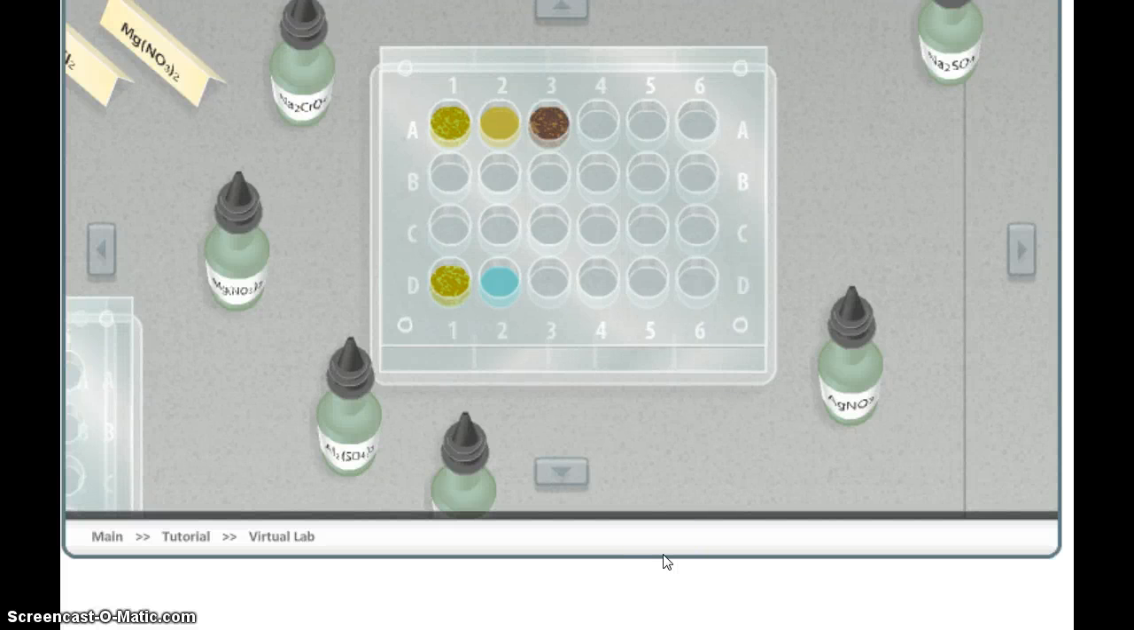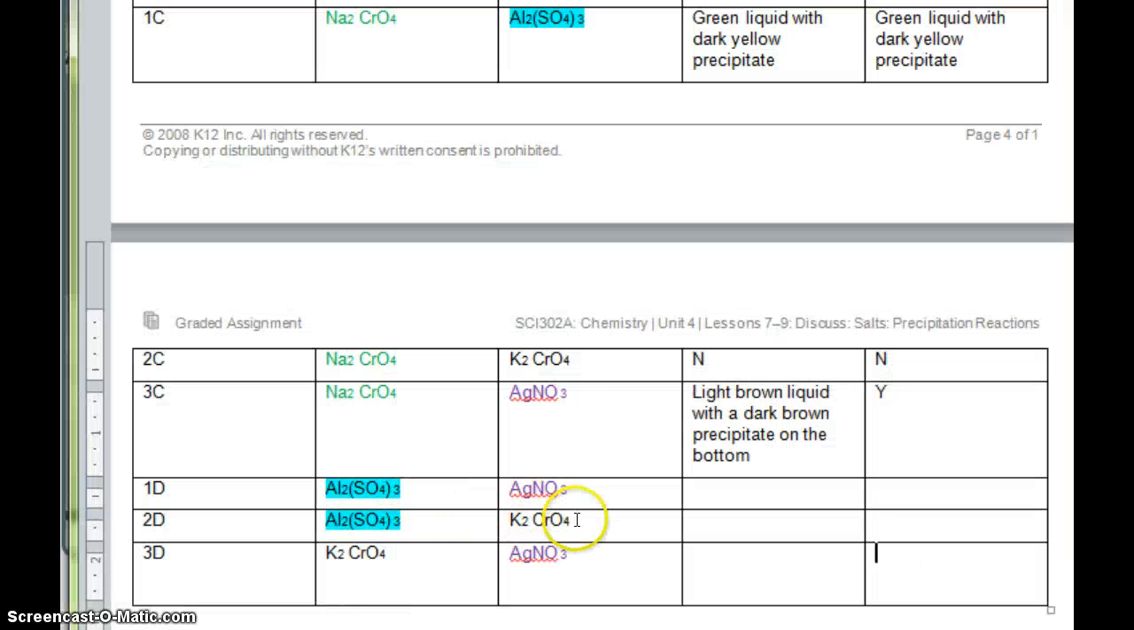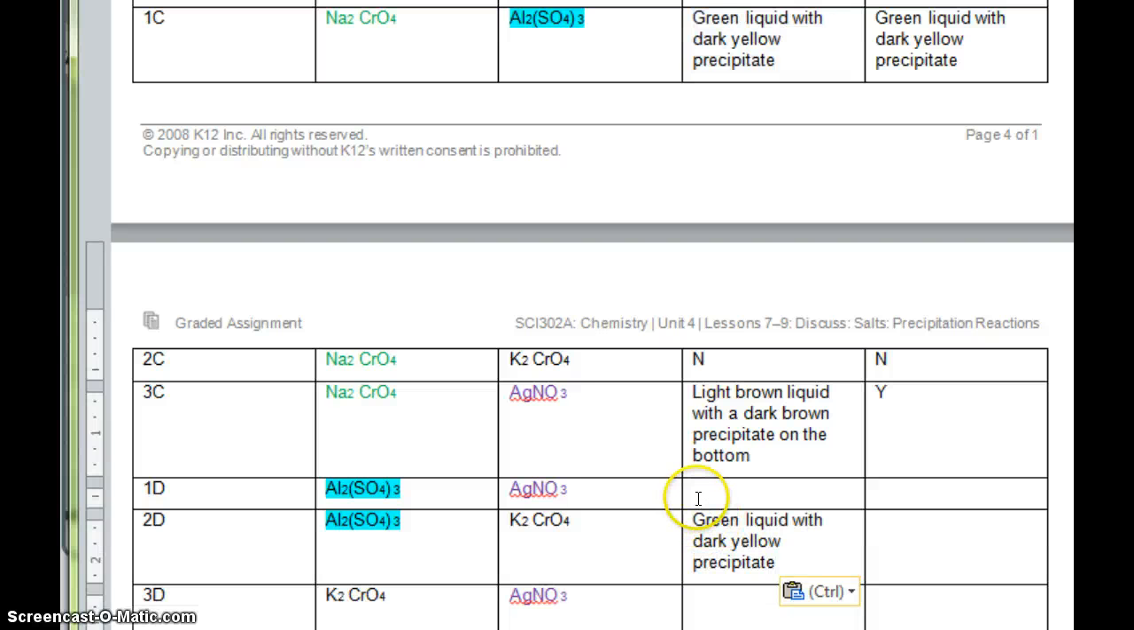This is part 3 of the Unit 4 lab. And so what we did was we put together the aluminum sulfate and the potassium chromate. And we got that green with the dark yellow again. And now we'll do the aluminum sulfate with the silver nitrate.